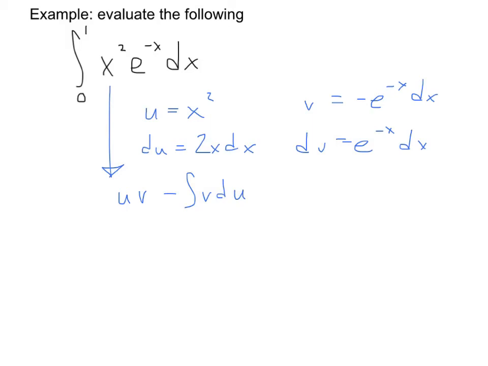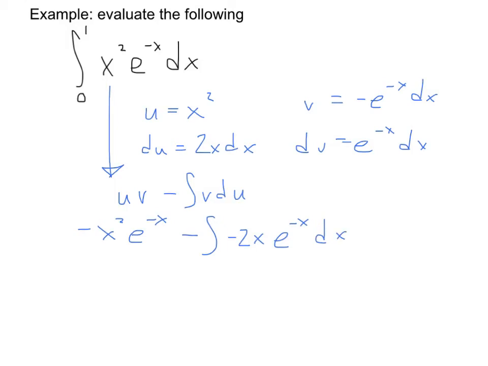So uv is just the product of the u and v terms up above. That's negative x squared e to the negative x. Now minus the integral of v du. So now I'm combining my v and my du terms. That's negative 2x e to the negative x dx.